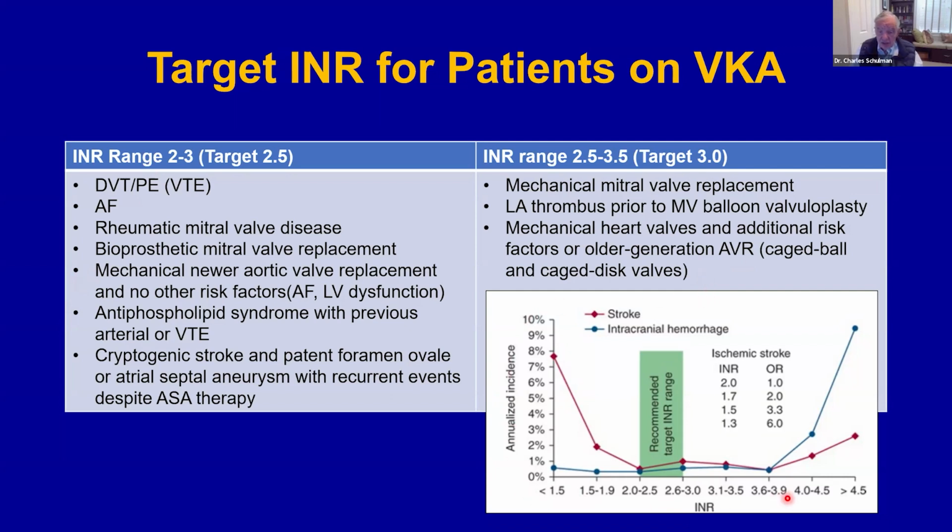And this chart just shows why the recommended INR is between 2 and 3, because under 2, the risk of stroke goes up. Over 2, or over 3.5, really, the risk of bleeding goes up.